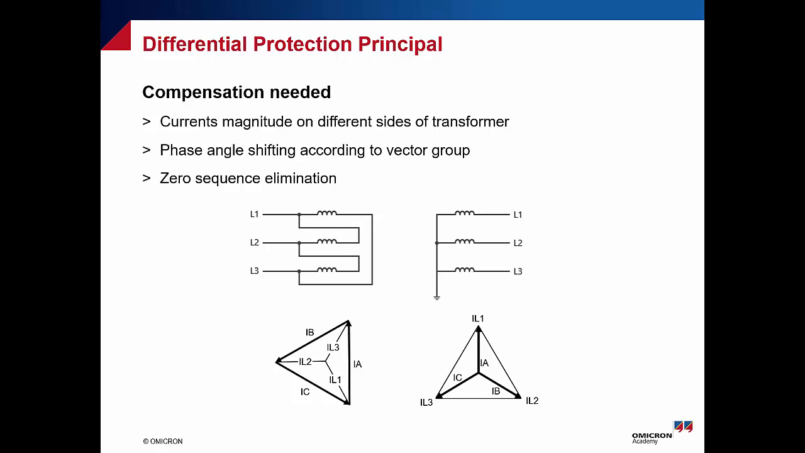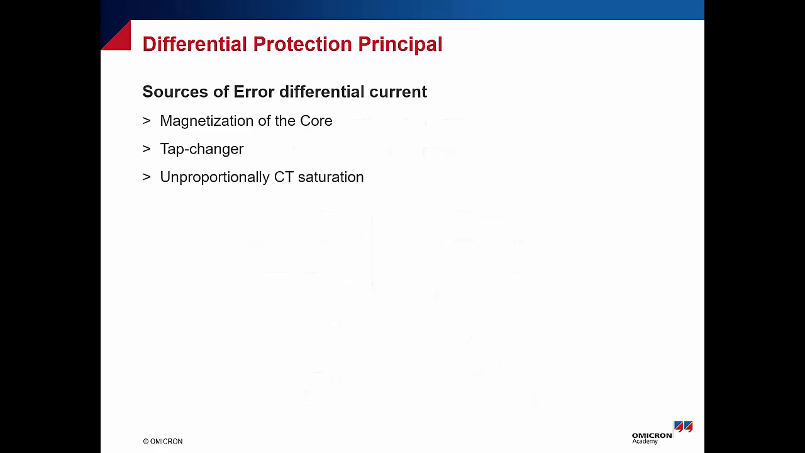Why misoperation? We will see it later, but only to give a hint, this can cause a misoperation in case of an external line to ground fault, because it will circulate current in the protected zone and it can be detected by the differential if we didn't apply zero sequence elimination. I hope it is clear for all of you.